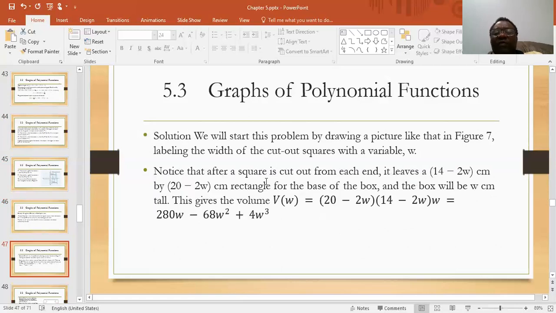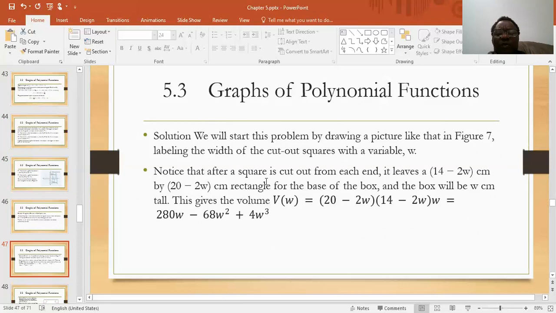So solution, we will start with this. We'll start this problem by drawing a picture like that in figure 7 in the book, labeling the width of the cut out square with a variable w. Notice that after a square is cut out from each end, it leaves a 14 minus 2w by 20 minus 2w rectangle for the base of the box, and the box will be w centimeters tall. This gives the volume V of w equals (20 minus 2w) times (14 minus 2w) times w.